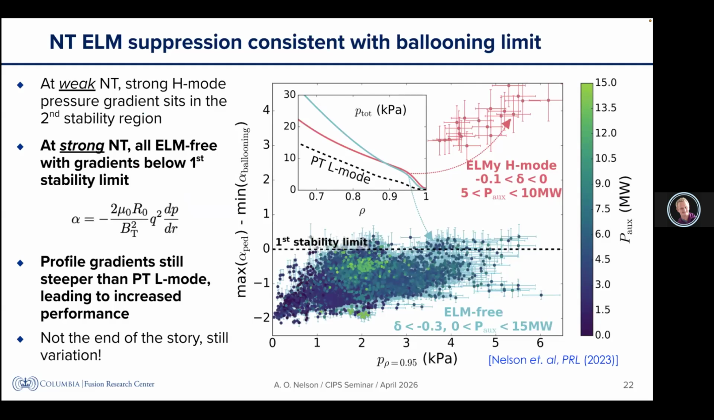So just one other way to visualize this. This is a plot showing the distance to a stability boundary, max alpha ped minus min of alpha ballooning, the distance to your stability boundary. It's a function of the D3D database for lots and lots and lots of shots. All of our discharges with triangularity less than minus 0.3 live in this area down here below the first stability limit. Whereas all of the discharges with more positive triangularity, I mean, these are still negative, but they're more positive, right? Live way up here in second stability, and you're able to get H modes.